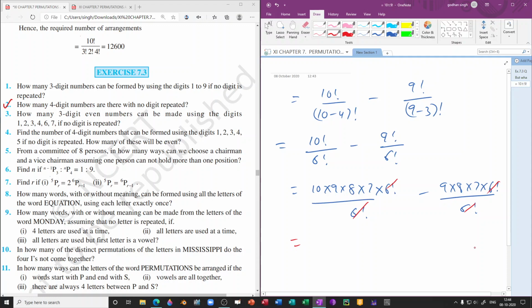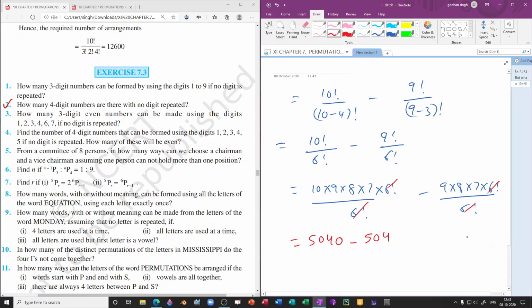9 into 8 is 72, and 72 multiplied by 7 gives 504. So this will give us 504. So 504 into 10, that is 5040, minus, and this one we have already calculated here, 9 into 8 is 72, 72 into 7, that is 504. So now doing the calculation work further, let us do the subtraction.